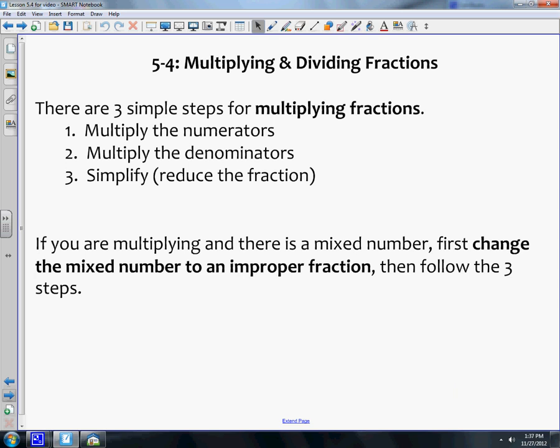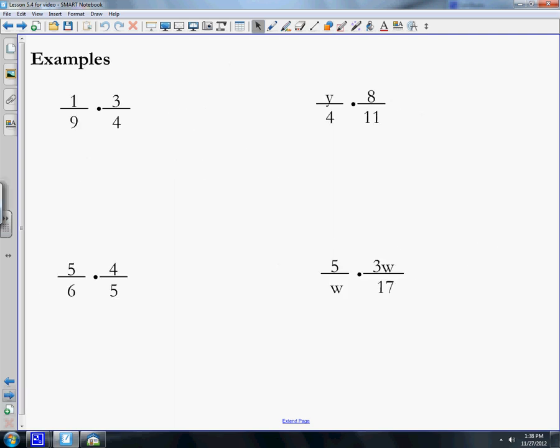All right, so it says, first, multiply the numerators, then multiply the denominators, and then simplify. Multiplying fractions is really the easiest thing you can do, even easier than adding and subtracting. If you are multiplying and there is a mixed number, first change the mixed number to an improper fraction. All right, so here are some examples.